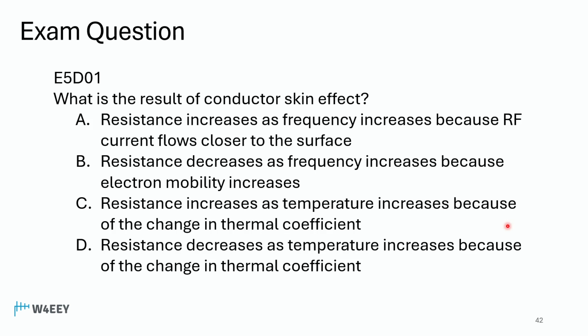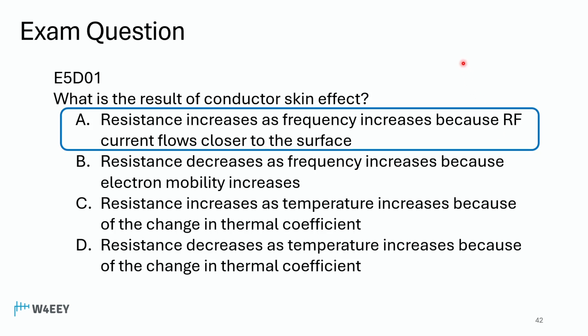What is the result of conductor skin effect? Conductor is like a wire. Remember, it's just maybe a few 10,000ths of an inch on the outside of a wire. Alpha. It is Alpha, right? Resistance increases as the frequency increases because RF current flows closer to the surface. So the inner part of the wire doesn't get used at all.